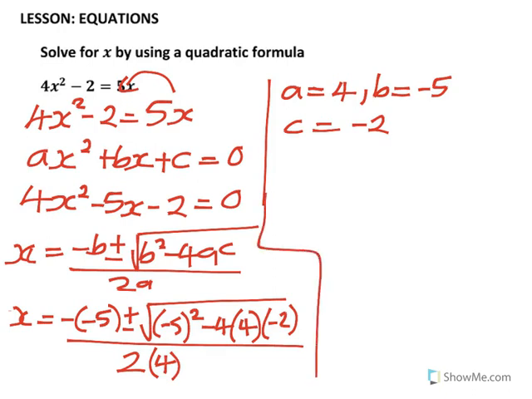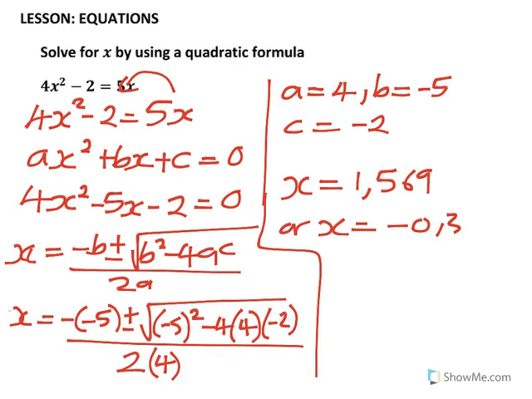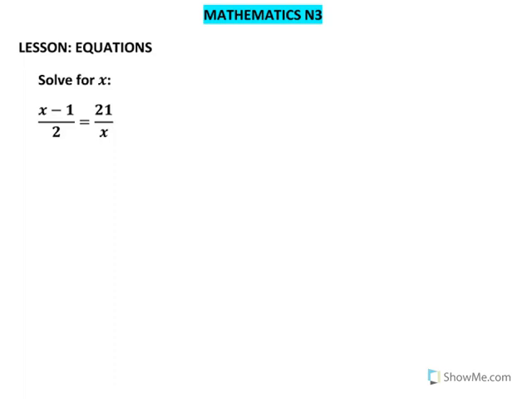When you use your calculator, remember, you punch this in once, and you're going to get x is equal to 1.569, or x is equal to negative 0.319. This is the use of a calculator, and the best calculator for this particular kind of problem, as I said, is the Casio calculator. This is to 3 decimal places. Now let us look at different versions of solving for x.